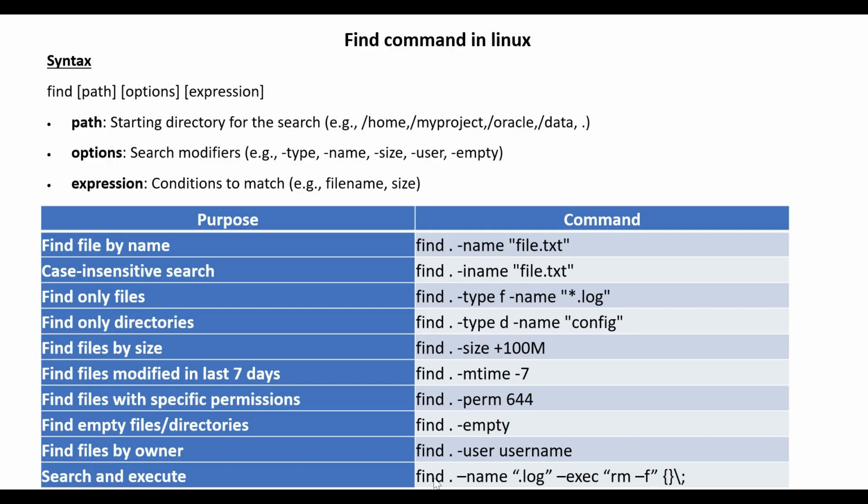For example, if you see here, I search by the name .log. Wherever log files are there, please give me. And on top of the result whatever you are getting, this rm -f command will be executed, which means it will remove them. Now we'll go and run one by one. And here I used find dot. Dot is nothing but the present working directory.